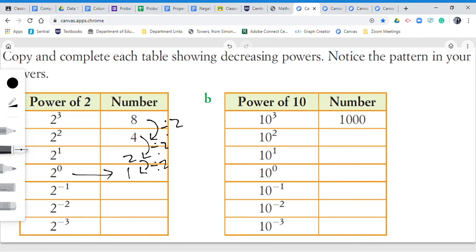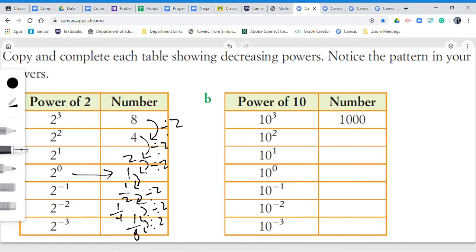Now if you take 1 and divide 1 by 2, you take 1 and split it into 2 equal chunks, you get a half. If you take a half and divide it by 2, you get a quarter. This pattern keeps going: you divide a quarter in half and you get an eighth. That's one way to think about why negative indices make fractions.